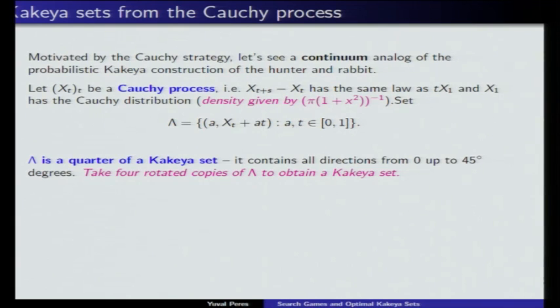That's easy to see, because if you fix t, what do you have here? When you fix t, then you let a range from 0 to 1. You just have a line of slope t. So we have here lines of all slopes from 0 to 1, and the x_t just corresponds to a translation of this line. So it contains lines. Now, what about the area of this?